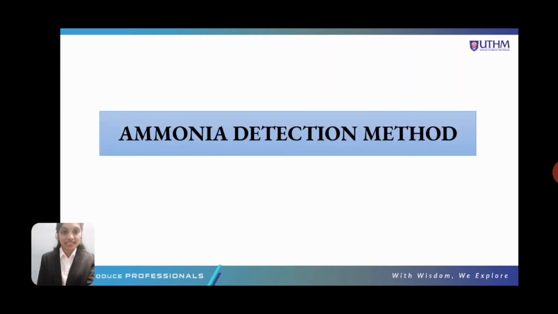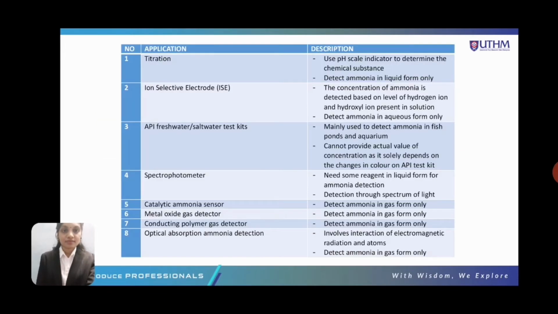The ammonia detection methods. The first ammonia detection method is titration, which uses the pH scale indicator to determine the chemical substance present in the water, and it detects ammonia in liquid form only. The second method is the ion selective electrode or ISE, which detects the ammonia concentration based on the level of hydrogen ion or hydroxyl ion present in it. It can only detect ammonia in aqueous form.